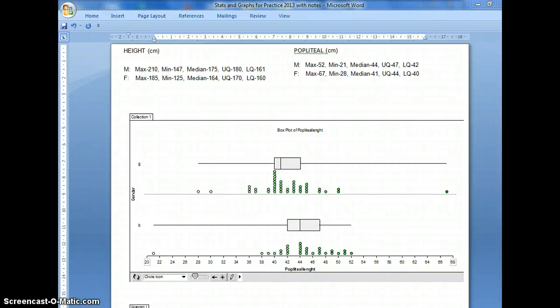Okay, so how do we... Okay, let's first of all look at the features that we have here.